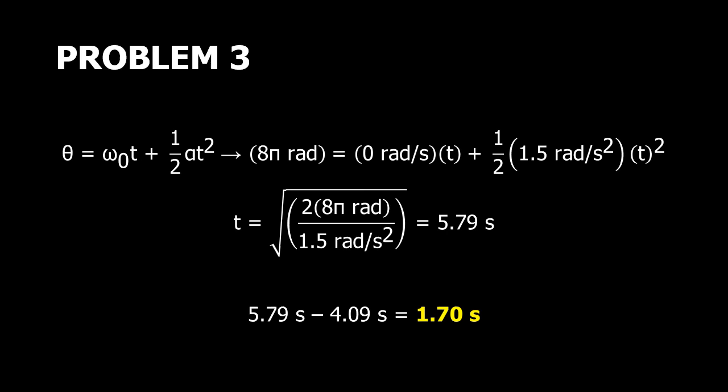And then we use again this formula that t is equals to the square root of 2 theta over alpha. So substitute natin yung known values. This will be 2 times 8 pi. Since 8 pi na siya ngayon, 8 pi radians divided by 1.5 radians per second squared. So this will be the square root of 16 pi divided by 1.5, which will result to 5.79 seconds. So ibig sabihin, para ma-cover yung 4 revolutions naman, it will take the merry-go-round at least 5.79 seconds.